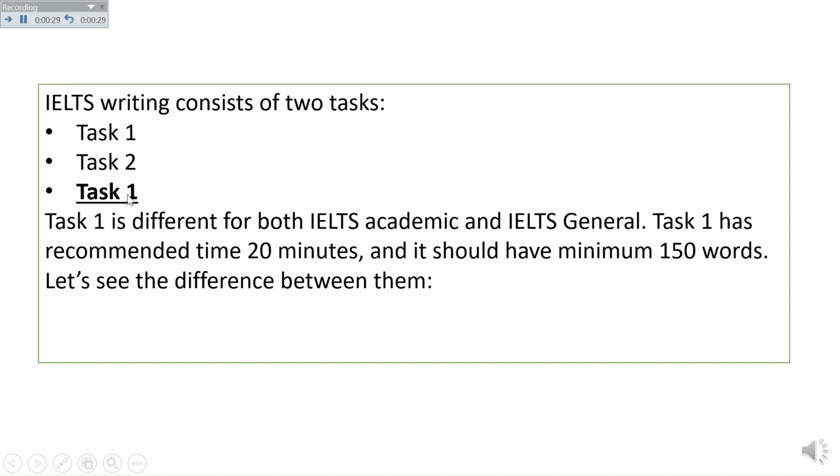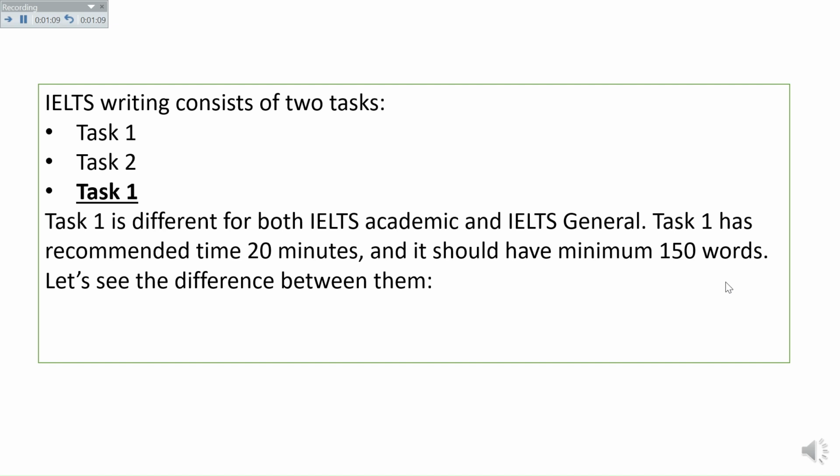What is task one? Actually, task one is the only difference between the two IELTS writing tests, because task one is different for IELTS academic and IELTS general training. Task one has a recommended 20 minutes and it should have a minimum of 150 words. You should make sure to write at least 150 words. That's the requisite, because even if you write one word less than 150, IELTS will penalize you and lower your band. IELTS usually inserts your answer sheet in the scanner, and the scanner will count how many words you have written. So make sure to write at least 150 words.